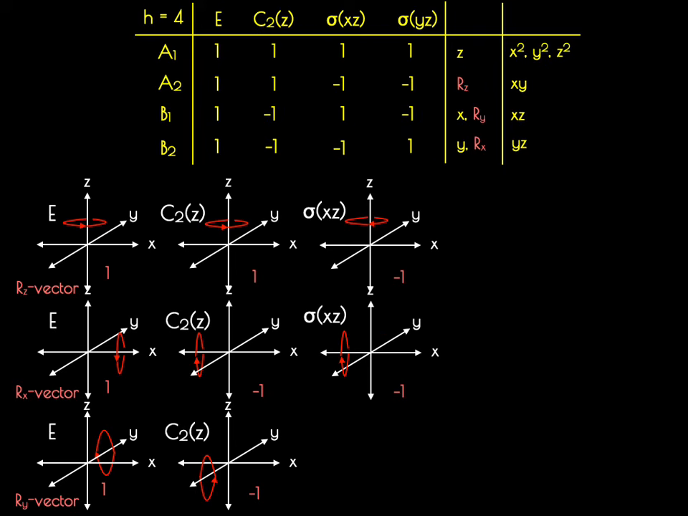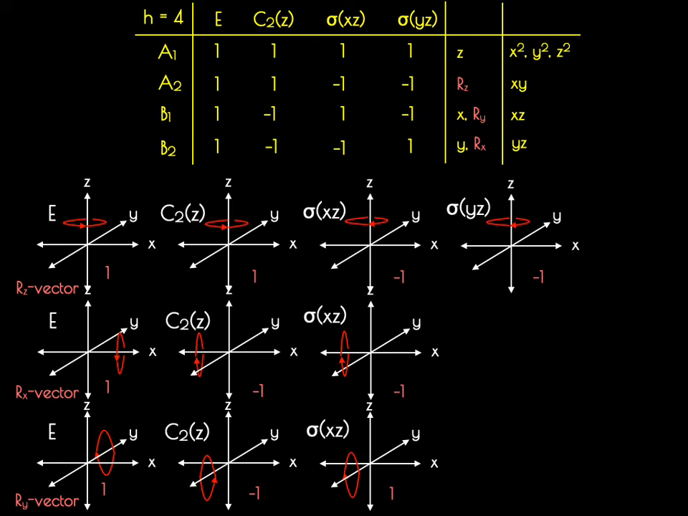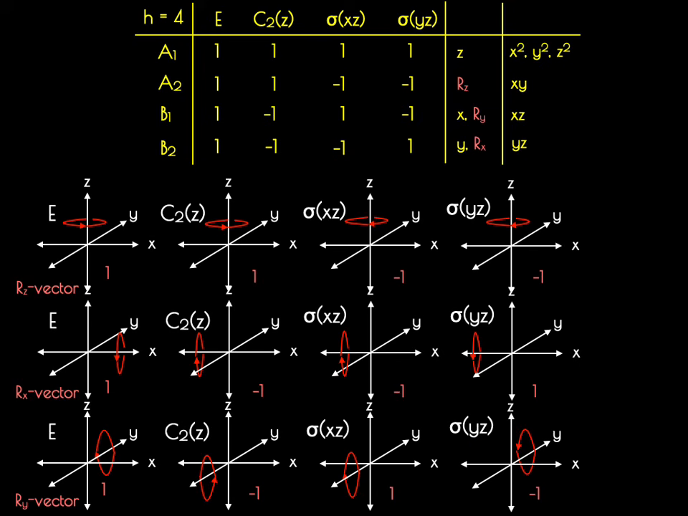Same thing for the sigma xz on the rx vector. However, the ry vector keeps going in the same direction. If we look at the sigma yz, the rz vector also changes its direction. The rx does not, but the ry does. So if we look and see how these transform, the Rz vector transforms as A2, the Rx vector transforms as B2, and the Ry vector transforms as B1.